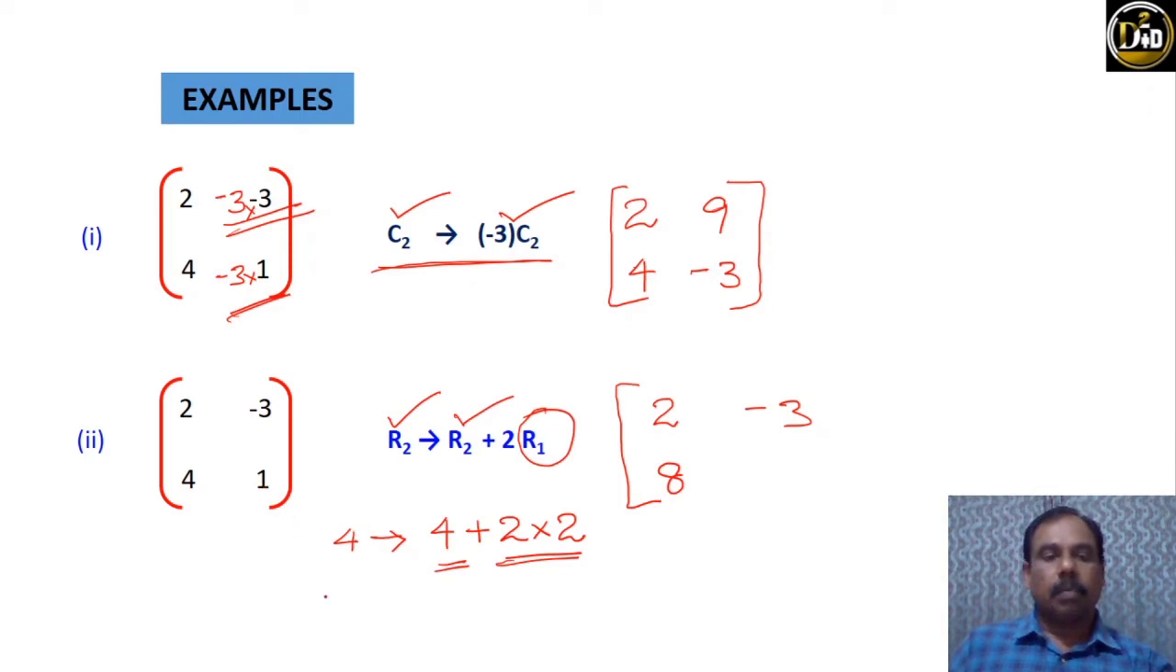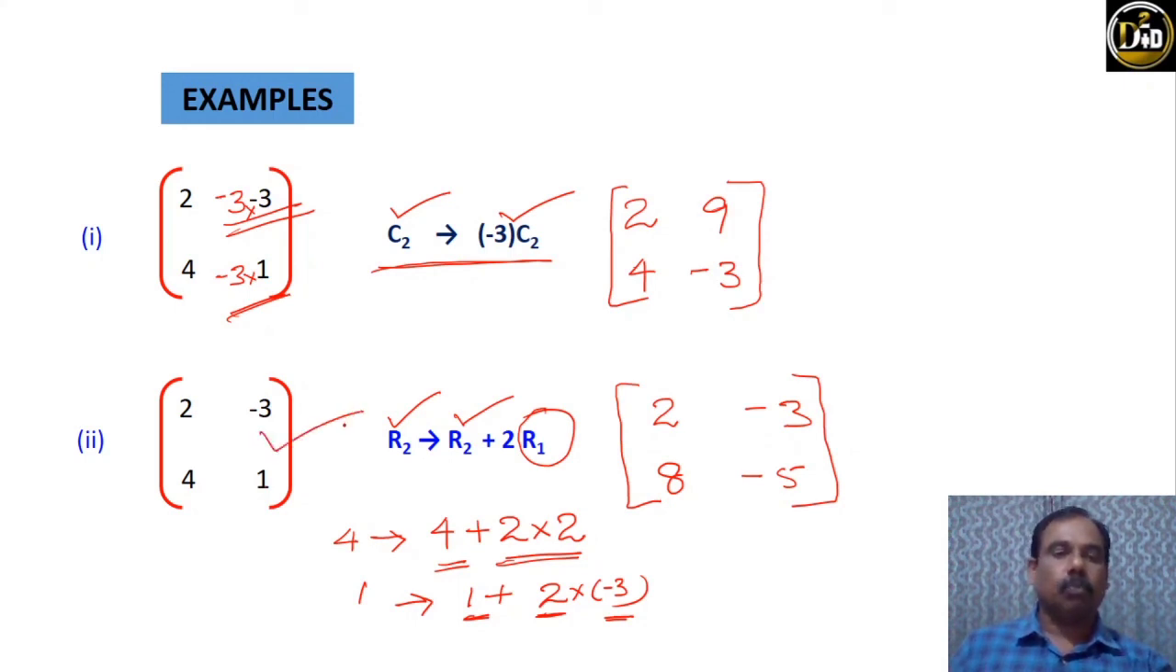Similarly, the second element is 1. That will be changed as 1 plus 2 times of minus 3, R2 plus 2 times of R1. On simplification, 2 into minus 3, that is minus 6 plus 1, we get minus 5. So we get a matrix 2 minus 3, 8 minus 5 from the given matrix 2 minus 3, 4, 1 with the operation R2 implies R2 plus 2 times of R1. So these are the few examples we have considered. I hope you will be able to do few more problems.